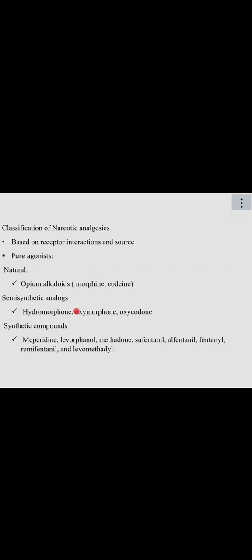So we have the semi-synthetic analogs. We have hydromorphone, we're going to look at the structure, we have oxymorphone, we're going to look at the structure, and another, oxycodone. When we talk about the oxy, remember it shows introduction of an oxygen. When you talk about the hydro, that is where you have removal of a hydroxyl group.